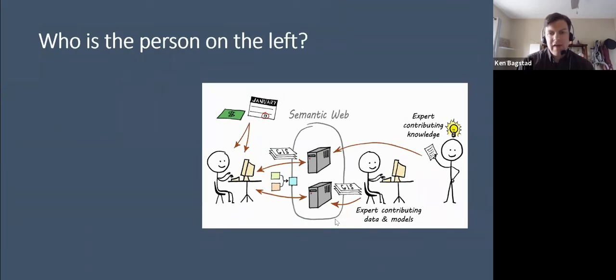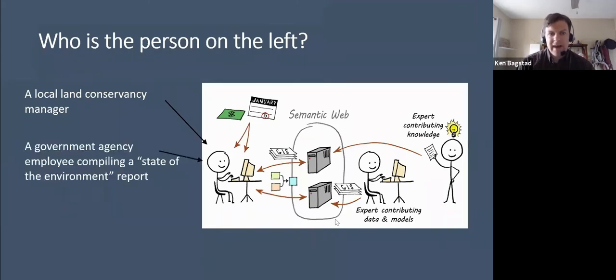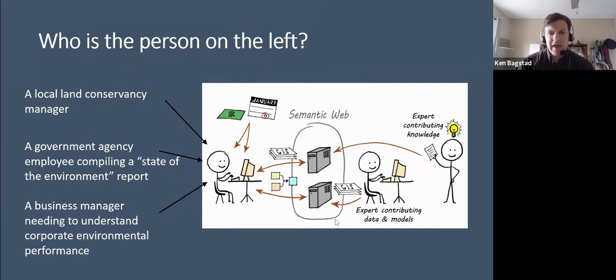And who might this person on the left be that wants to compile an ecosystem service assessment or do environmental modeling in a short amount of time? We could think of this as someone like a local land conservancy manager, a government agency employee, or a business manager. There's all sorts of people that person on the left could be, but the point is we'd like to provide access to all this good science to people that don't just have PhDs and that don't have months and lots of money to compile them. So this is really our vision for getting the information out to a wider audience.